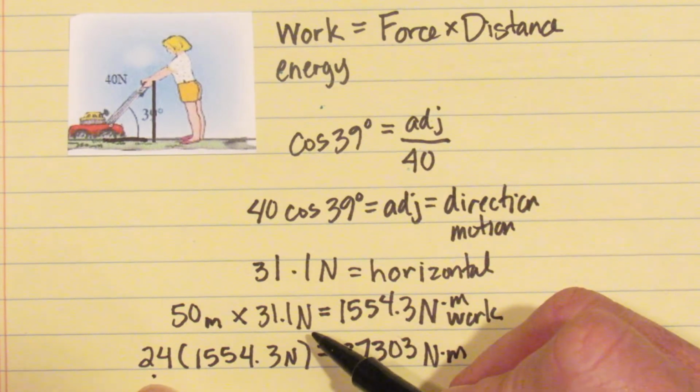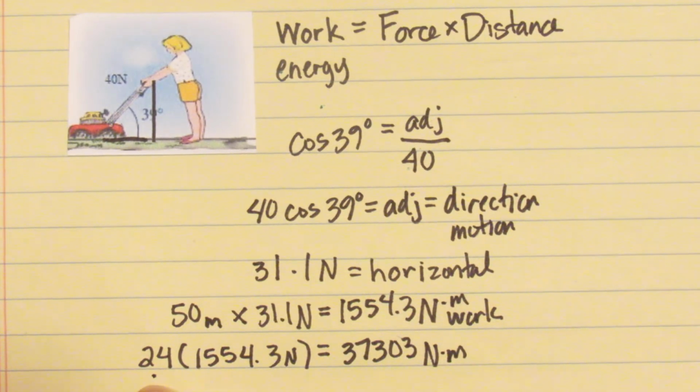And the unit for work is a Newton meter, a Newton times meter, because you're multiplying a length of meters by an amount of force of newtons. So each pass, she's making about 1,500 Newton meters of work. If she had to make 24 passes to mow the whole lawn, she'd make 37,303 Newton meters of work.